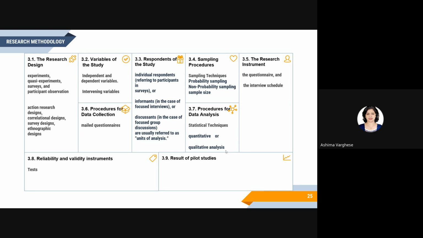There can be intervening variables or mediating variables, which are used to label internal or unobservable psychological processes that account for a behavior. So these variables are also intermediate variables or mediating variables. These are also very powerful and useful in your modern data analysis. Now, moving on to the third subsection, that is the respondents of the study.